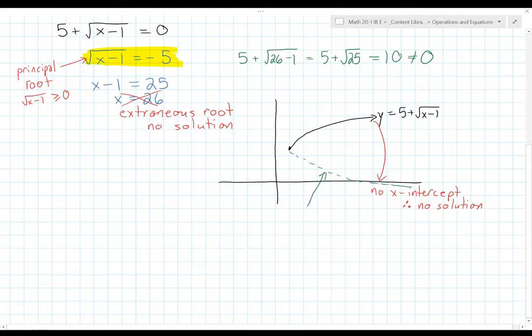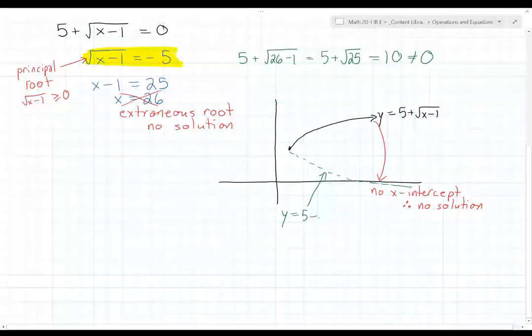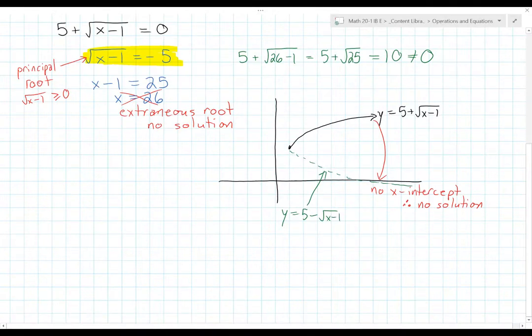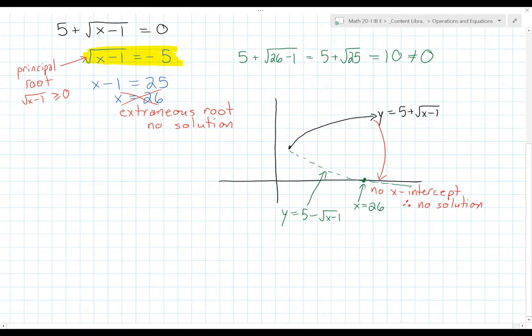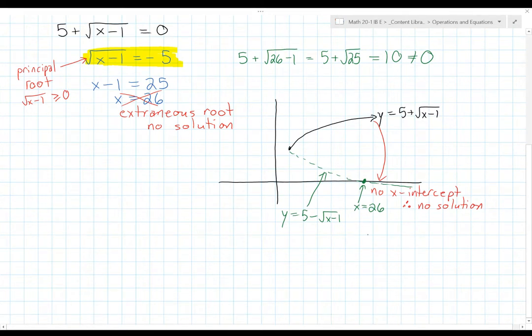which is the function y equals 5 minus the root of x minus 1. In other words, my actual equation is calling for the principal root, but there is also a negative root, and that negative root will cross when x equals 26. So if I were solving the equation 5 minus the square root of x minus 1 equals 0, then I would do all the same steps I did above.